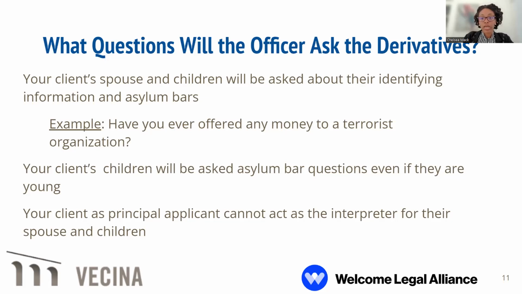And those questions are mainly about their identifying information, their names, dates of birth, things of that nature, as well as the asylum bar questions. So examples of like, have you ever offered any money to a terrorist organization? Those questions are going to be asked of the spouse and of the children. And please know, we always think it's important for everyone to know, children who are even young will also be asked these asylum questions. That is just the process and procedure of USCIS currently.